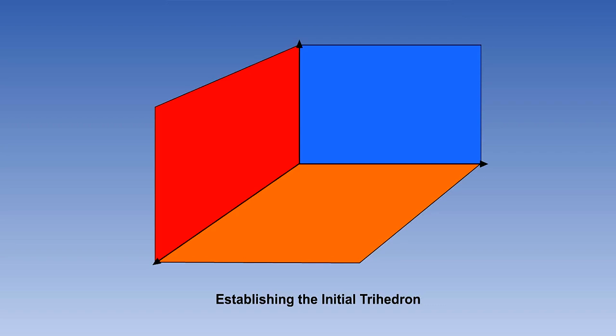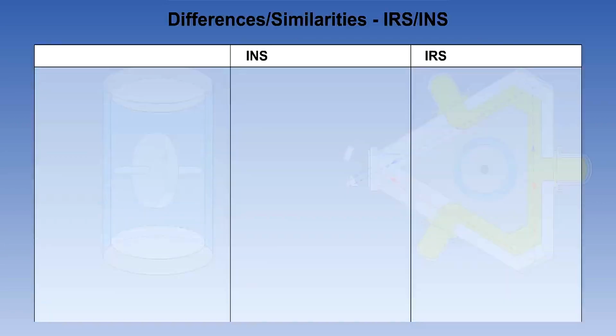The whole process is simply the IRS equivalent of leveling and aligning the platform in INS. A trihedron is the meeting point of three planes at right angles to each other. We are now going to compile a list of the main differences between INS and IRS. We have mentioned most of these before during this series of 3 lessons, but some will be new.